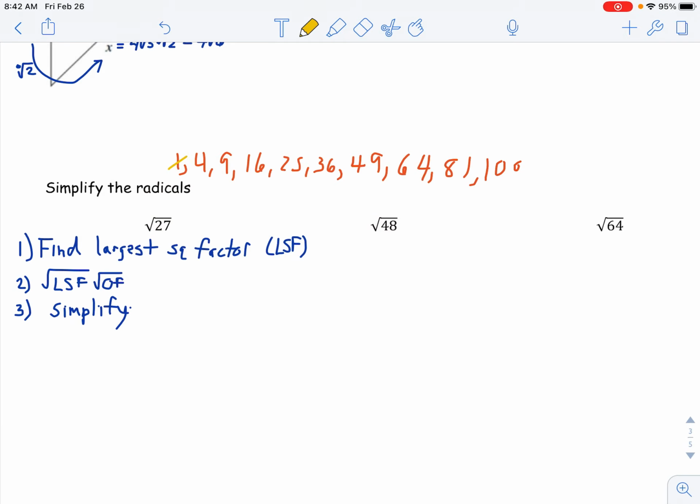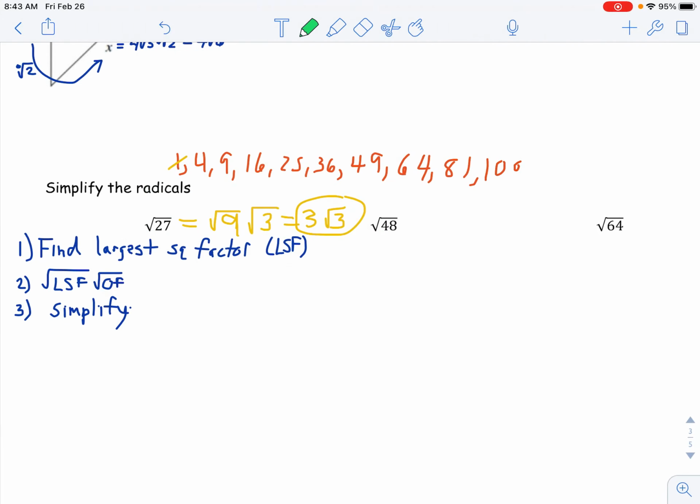Now 27, what we always do is we need half or less. That's always going to be our largest square factor. So half or less, well, that really makes it between 4 and 9, and it's 9. It's radical 9, the largest square factor, times the other factor, which would be radical 3, and then it's 3 radical 3. That's it. That's the answer.